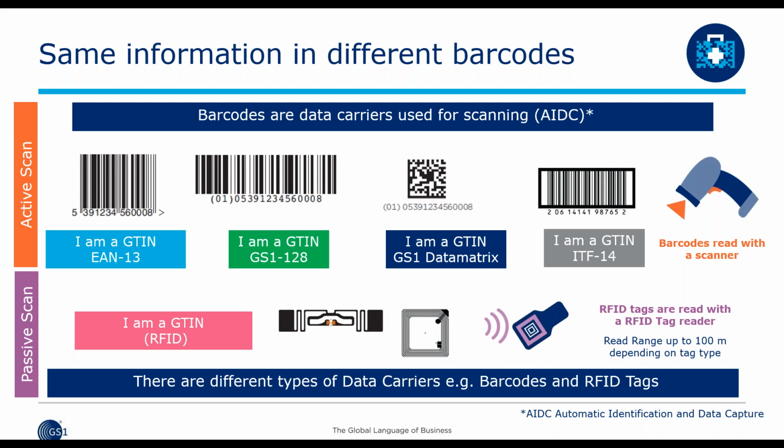But what we're showing here is that you've got, for example, the EAN13, which is a typical barcode you see in retail and also on a lot of the food products that will be going into hospitals.